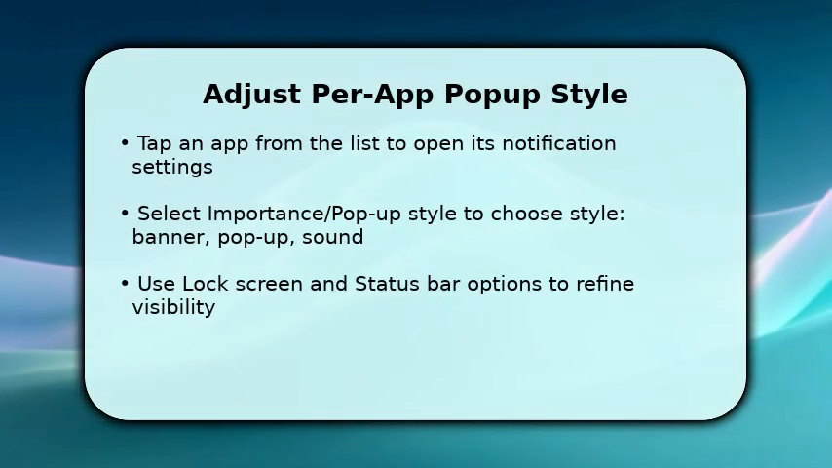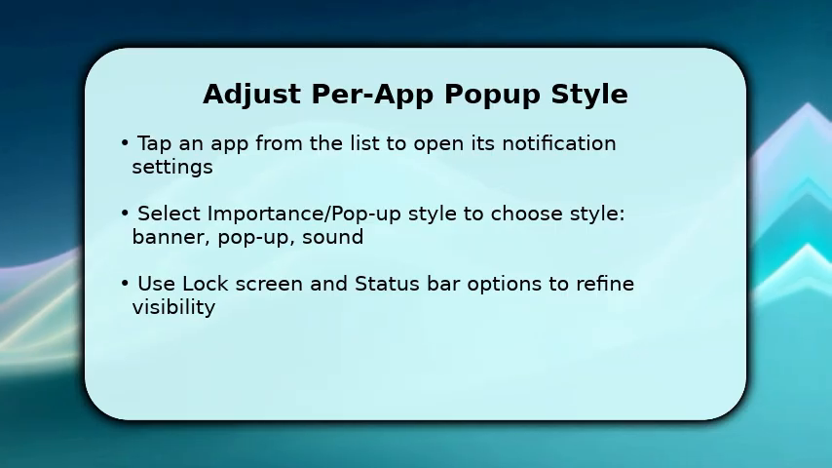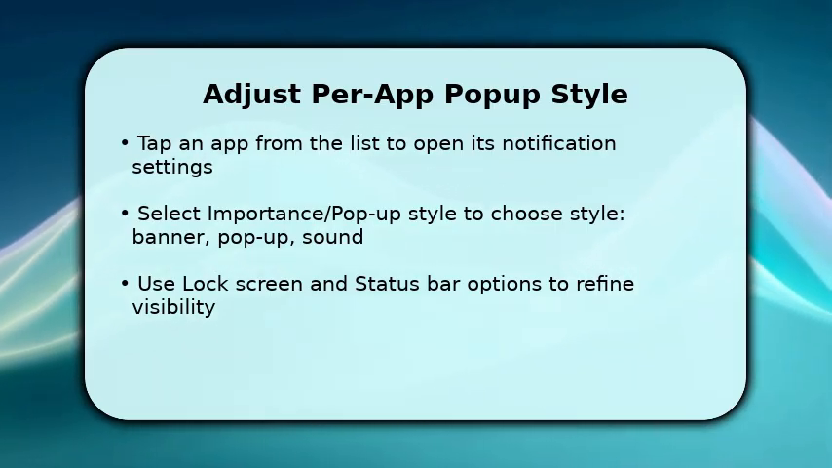You now pick the app you want to modify and tap it. Inside the app's notification page, choose Importance or Pop-up Style. This determines whether notifications appear as floating pop-ups, banners, or only in the tray.